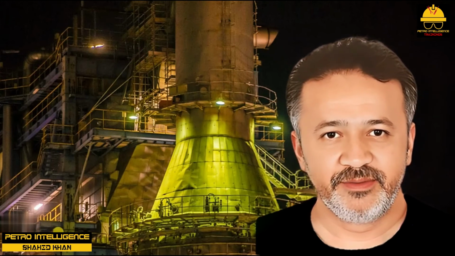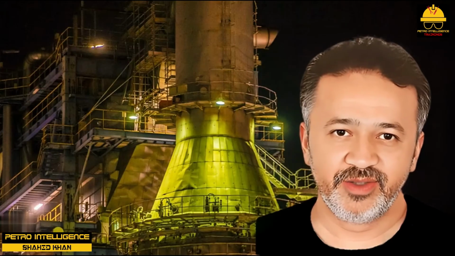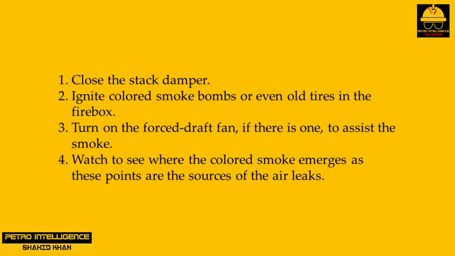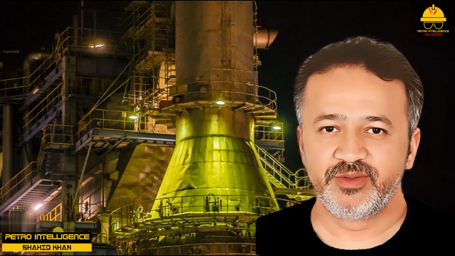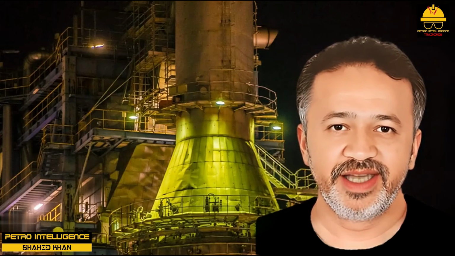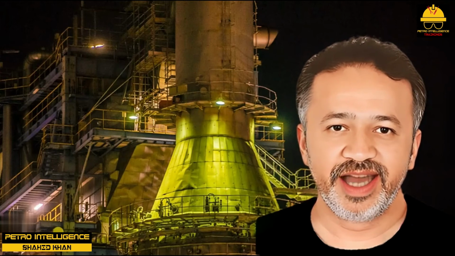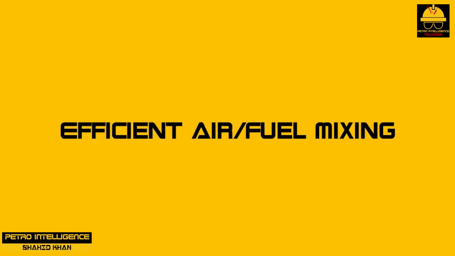During a turnaround, a smoke test should be carried out as follows. 1. Close the stack damper. 2. Ignite colored smoke bombs or even old tires in the firebox. 3. Turn on the forced draft fan, if there is one, to assist the smoke. 4. Watch to see where the colored smoke emerges, as these points are the sources of the air leaks. Patch the leaks using heavy-duty aluminum tape, insulating mud, or silicone sealers, and weld up any loose sheet metal.